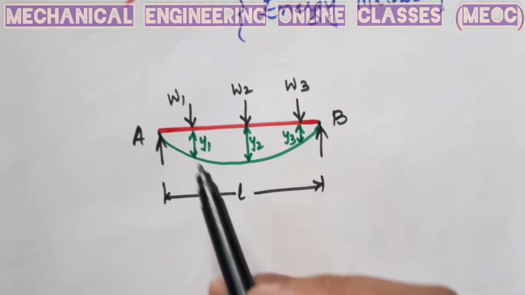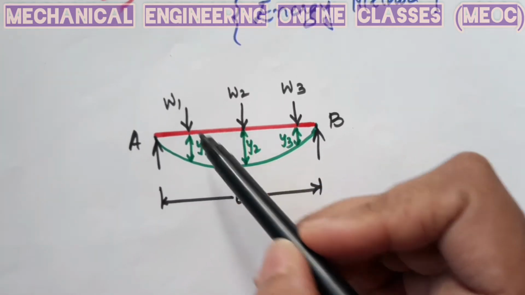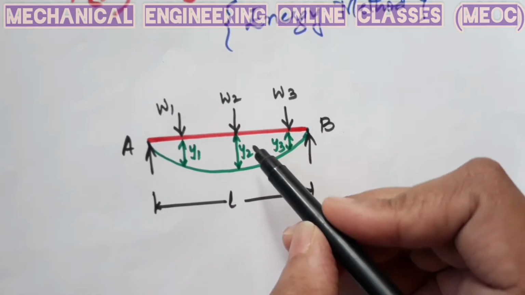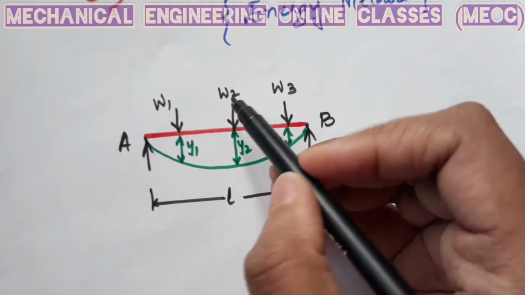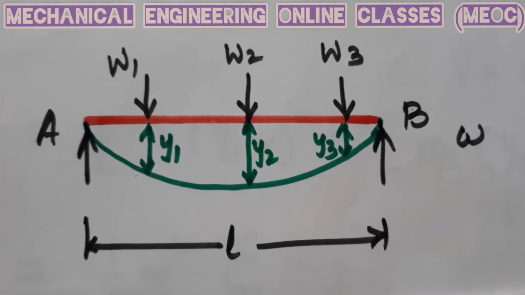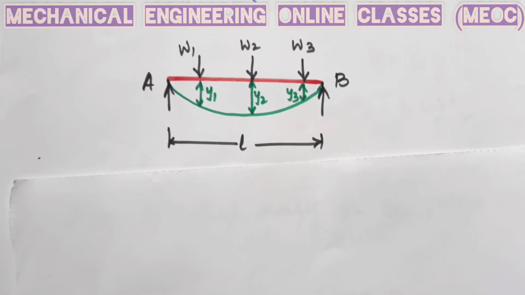So for a point load W, the deflection of the shaft is Y. So Y1 is the deflection of the shaft due to point load W1. Y2 is the deflection of the shaft for point load W2 and so on. According to Rayleigh's method, the maximum kinetic energy of the system is equal to the maximum potential energy.